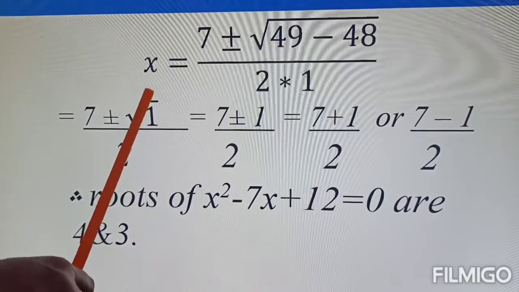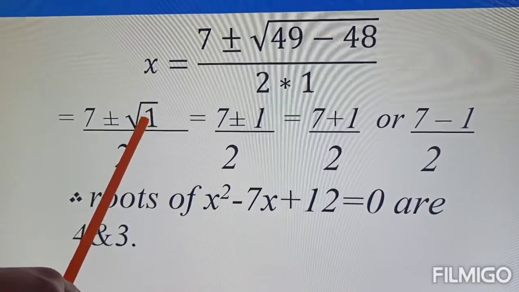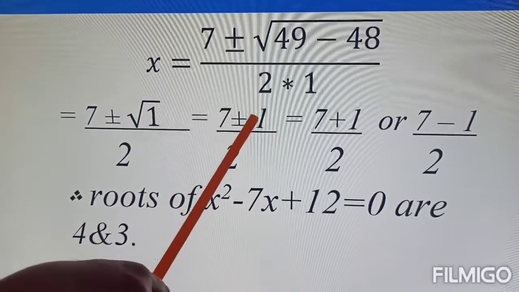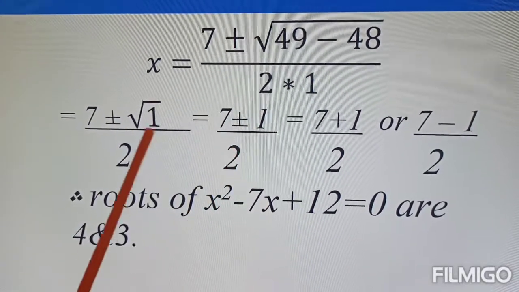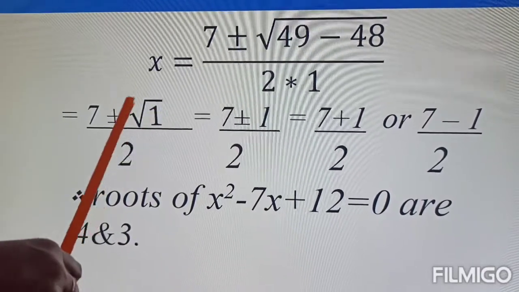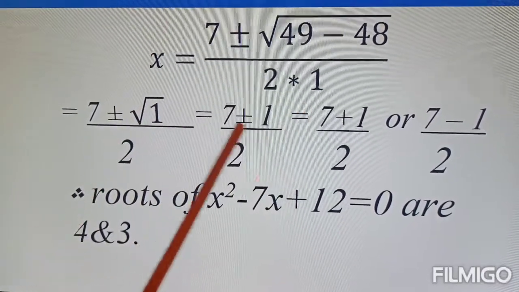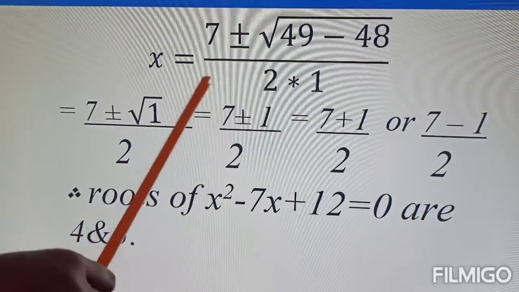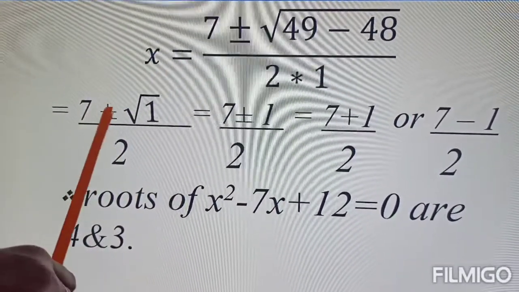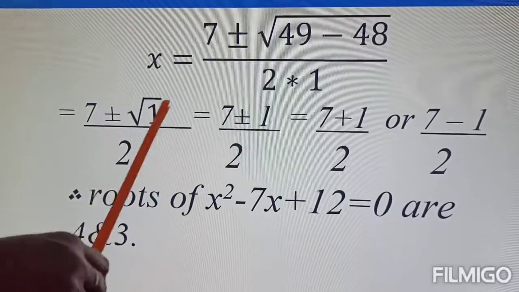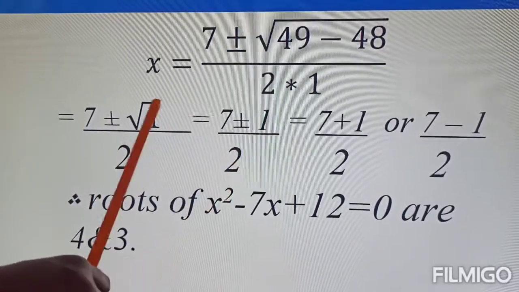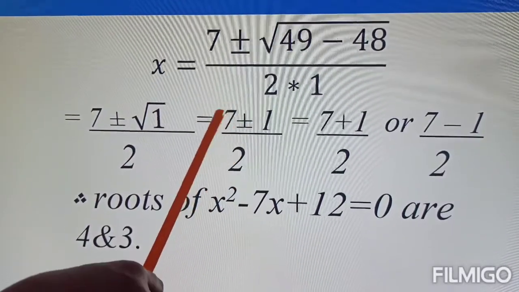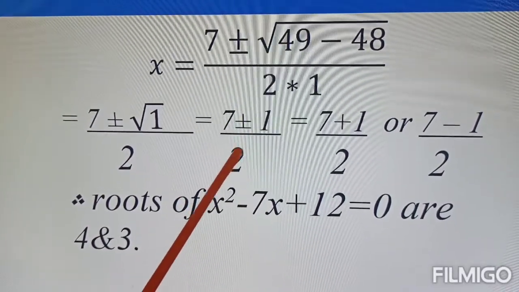It is a perfect square. The square root of 1 is 1 only. If it is a square number, then we get only a single number. Now 7 plus or minus stays as it is. This we have to replace by 1, because the square root of 1 is 1. So it is 7 plus or minus 1, divided by 2.